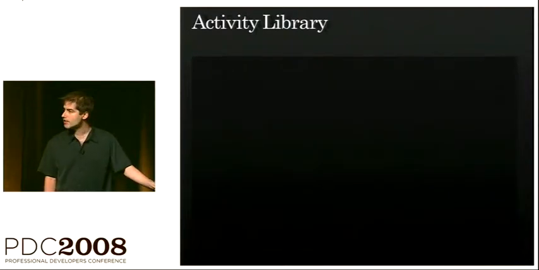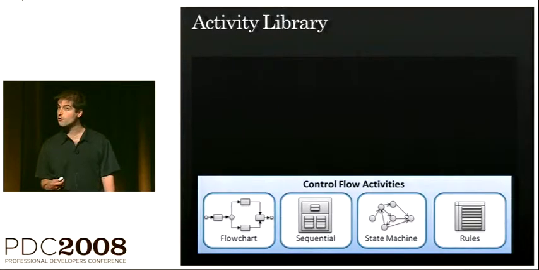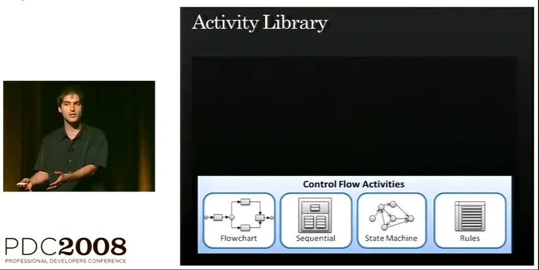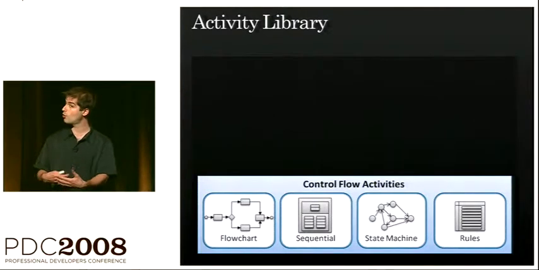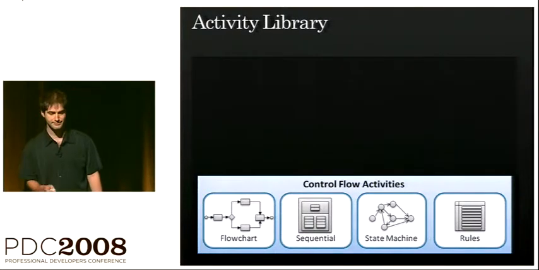Now, activities let you customize the vocabulary for your domain. WF ships with a rich palette of activities out of the box. We have a set of control flow activities. This includes flowchart, state machine, parallel, sequence, and more. All of these control flow activities can be arbitrarily composed together. So just because you choose to start with a state machine doesn't mean that for a subset of your work within that state machine, you can't use either another state machine or a flowchart or a parallel and so forth.